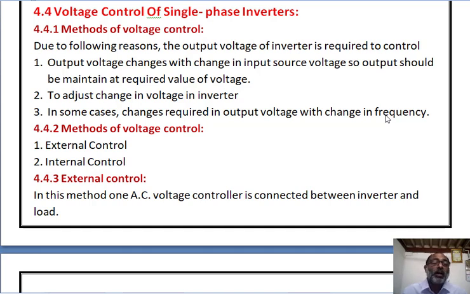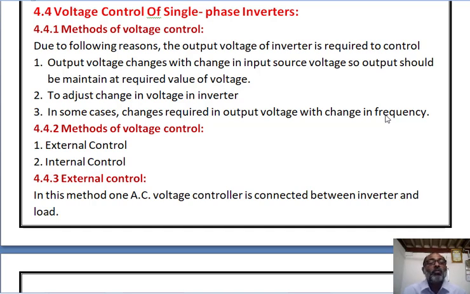First, the output voltage of the inverter changes with the input source voltage, so the output should be maintained at the required value of the voltage. Second, to adjust the change in the voltage in the inverter. Third, in some cases, a change is required in output voltage with change in frequency, in the special case of the motor.